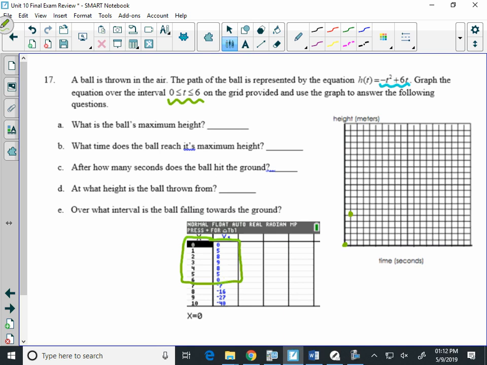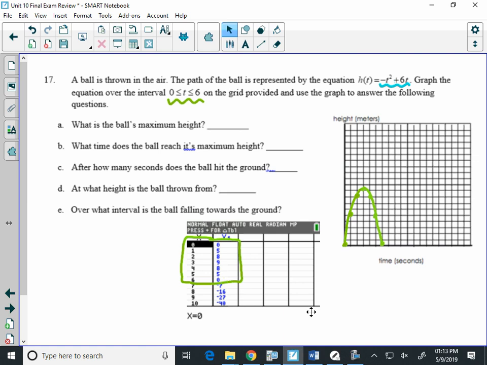Plot my next set, which is 2, 8. 3, which is at 9. 4, which is at 8. 5, which is at 5. And 6, which is at 0. So here's our graph. Connect your points. Okay? That graph is representing the path of the ball.